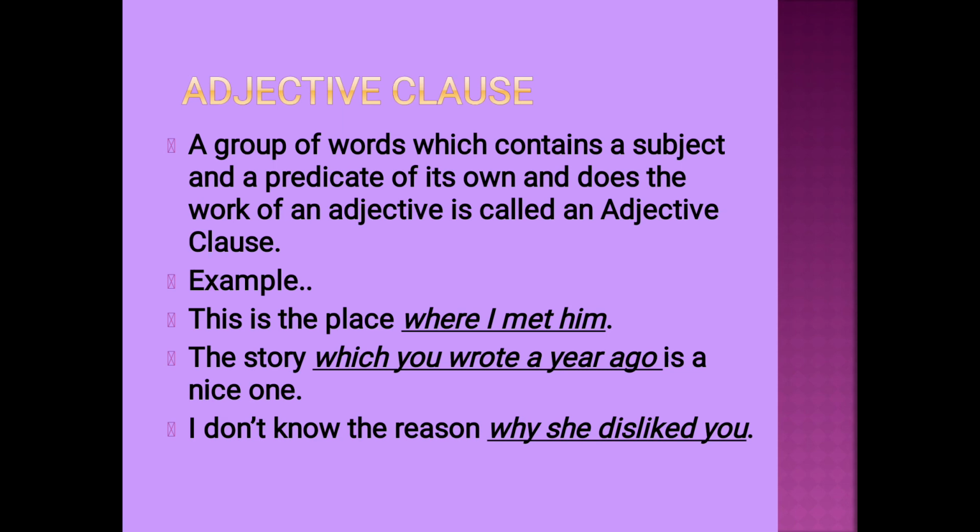The story which you wrote a year ago is a nice one. So, the principal clause is not compulsorily always in the same sequence. It can be either in the front of the sentence or at the end of the sentence. Just like here, the story is a nice one. It can be the principal clause, and which clause is dependent on this? Which you wrote a year ago. This is talking about the adjective, the quality of the story. The next one: I don't know the reason. Which reason I don't know? Why she disliked you. So this is an adjective clause.